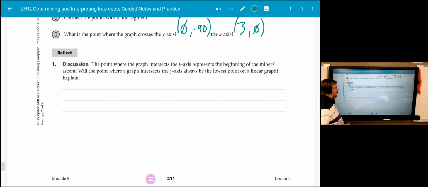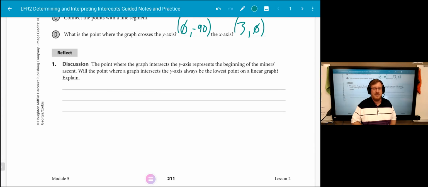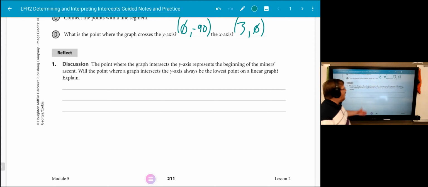The point where the graph intersects the y-axis represents the beginning of the miner's ascent. Will the point where the graph intersects the y-axis always be the lowest point on a linear graph? Why don't you take a minute and think about that? Go ahead and hit pause and give an answer. Hopefully you hit pause. Okay, so will it always be the lowest point on a linear graph?